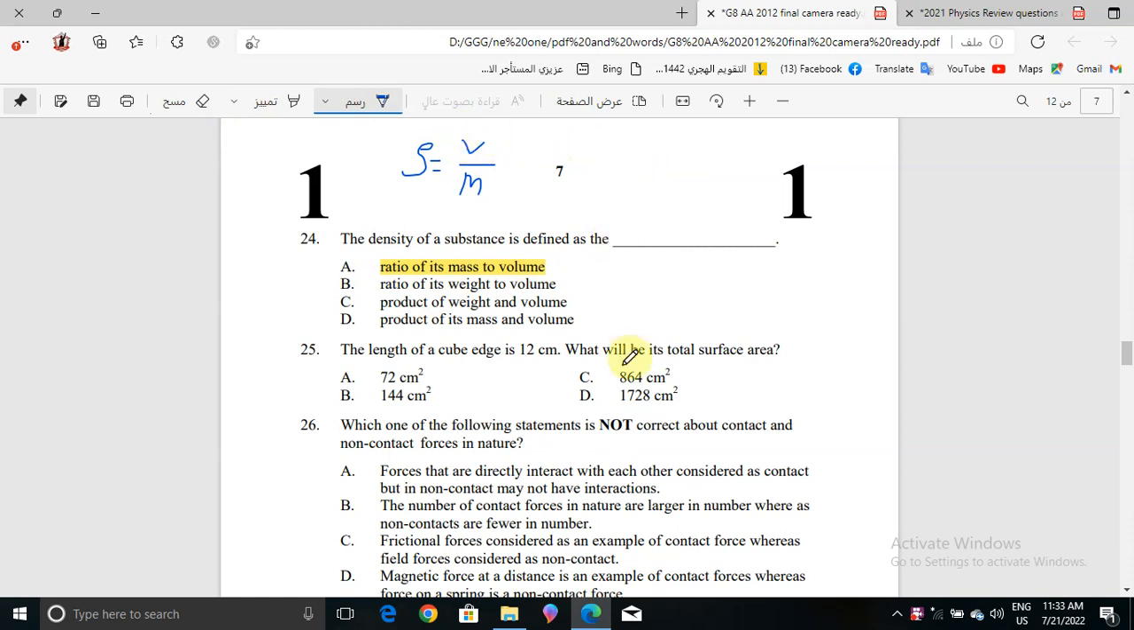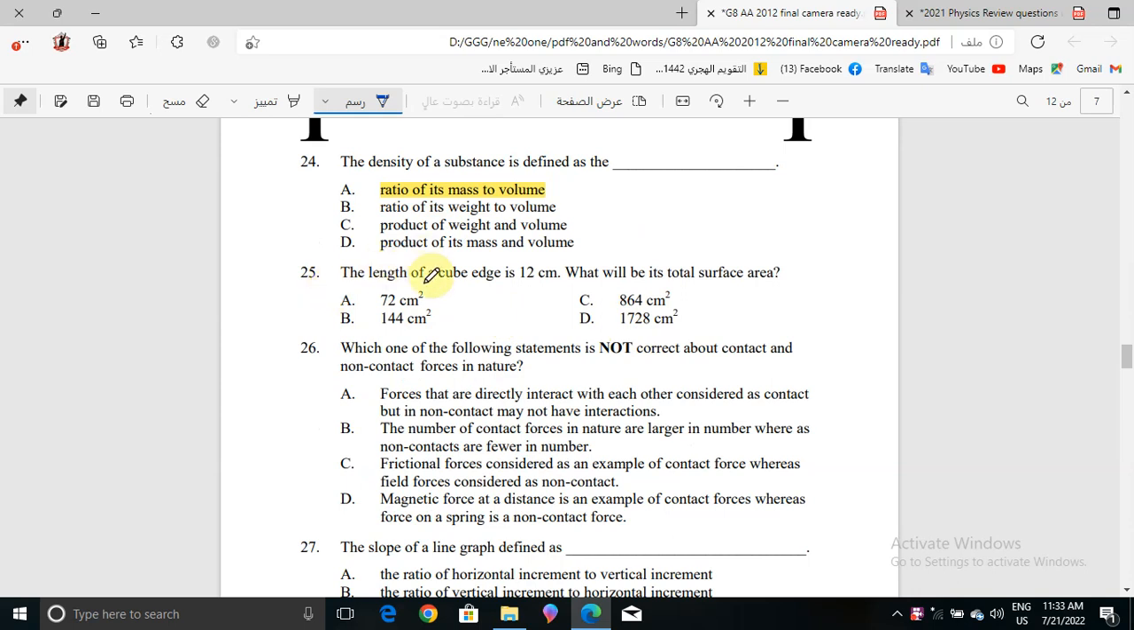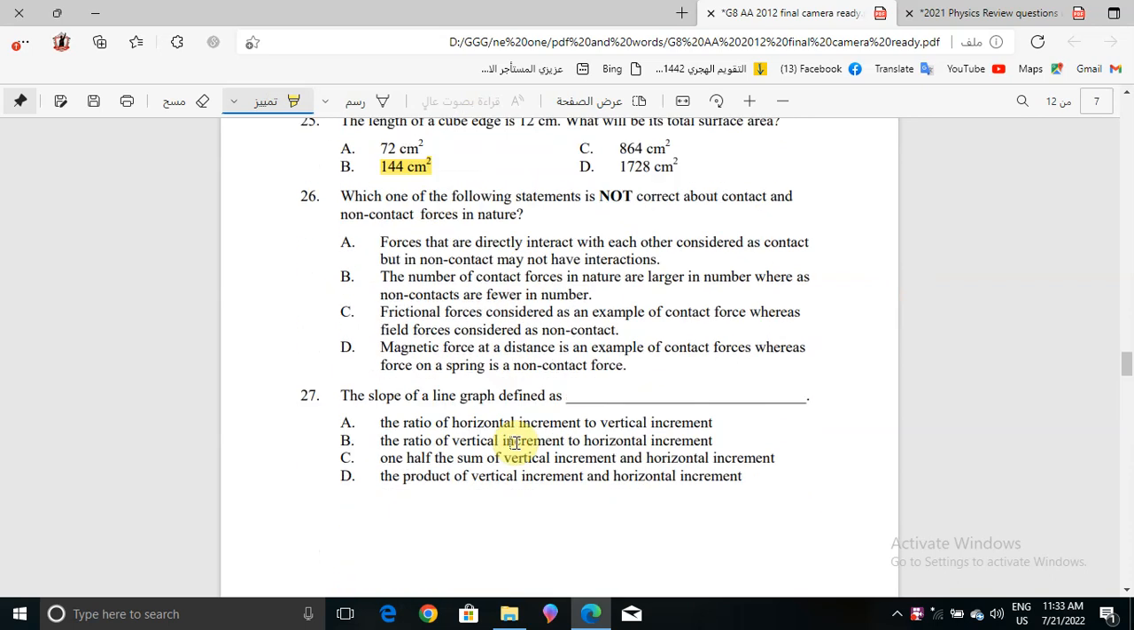Now question number 25. The length of a cube edge is 12 centimeters. What will be its total surface area? Here it is 12 centimeters, and he is asking about the total surface area of the cube. So it will be 12 times 12, which will give us 144 centimeters squared.